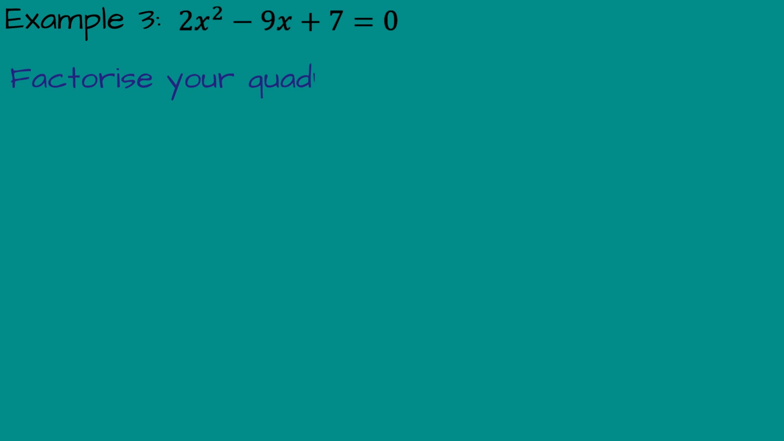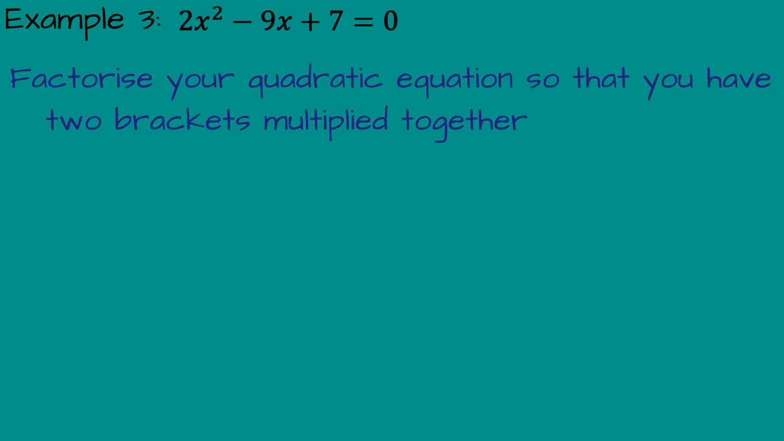Moving on to example 3. 2x² - 9x + 7 = 0. Before we solve this equation, we need to factorize it. It factorizes to two brackets, 2x minus a number, times x minus another number, equals 0. You need to find two negative numbers that multiply together to get 7, where 2 times one number plus the other is -9.